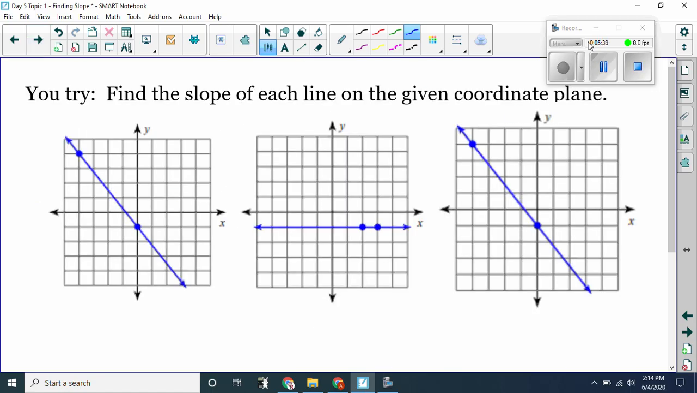I want you to try these three. Pause the video and find the slope of those three lines. Once you think you have it, you can push play and take a look at the answers.